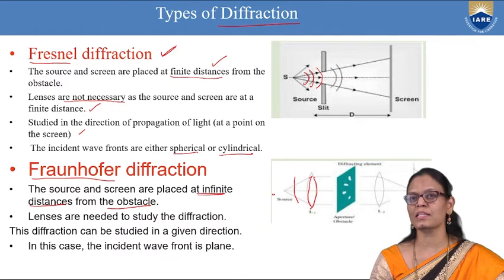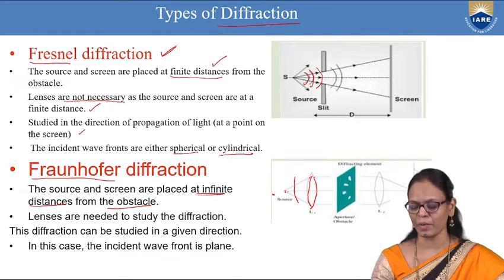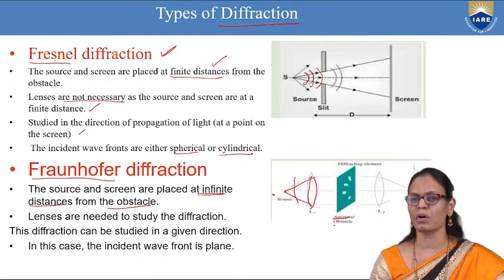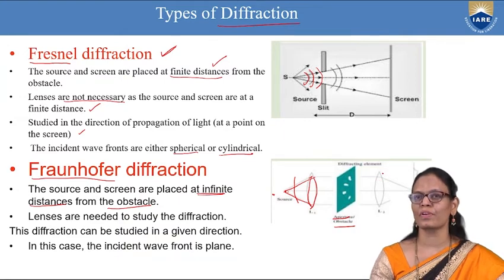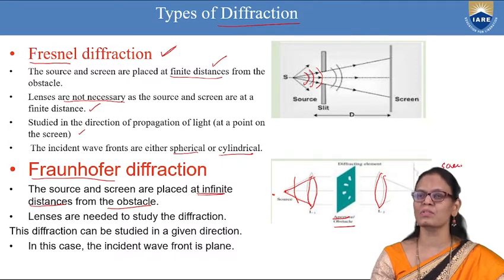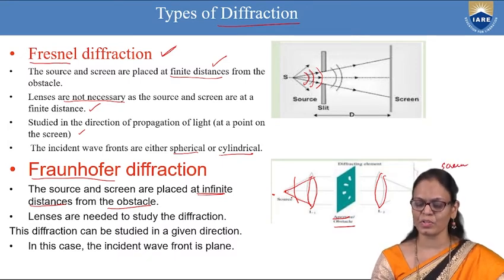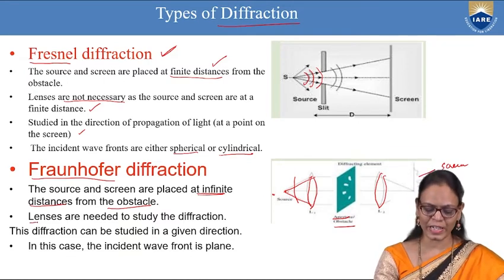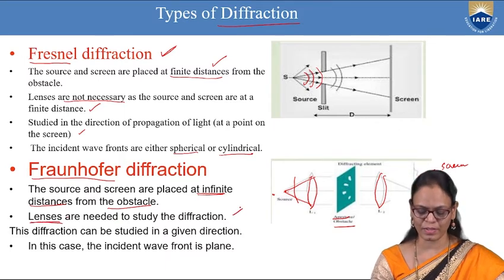If you consider this is a point at infinity, the light from here will be directed onto the obstacle. This is the obstacle here, aperture or obstacle. When it falls, it will bend. And since they are at infinity, here also we are using a lens. We consider this is the screen where we are getting the image. This is also placed at infinity. So the source and the screen both are at infinite distance, so we need lenses to study the diffraction pattern.